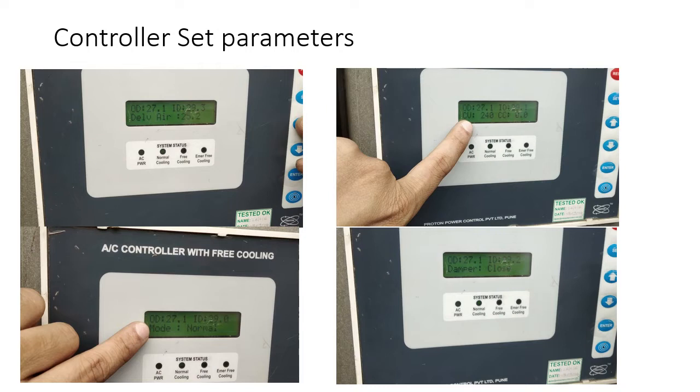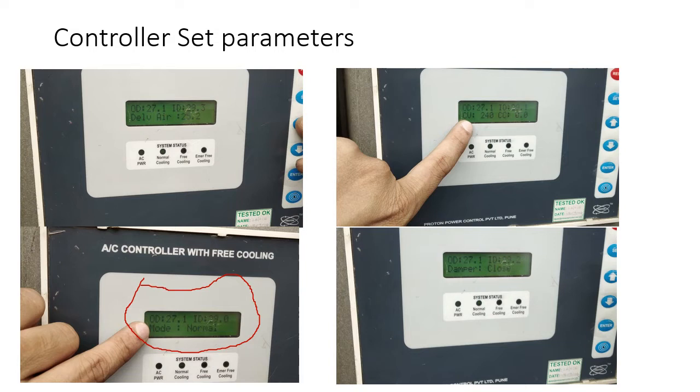At the bottom you can see the delivery air temperature. That is the supply air temperature, meaning the grill temperature from where we are getting the fresh air from the EFC machine, which is 25.2 degrees centigrade. If you look at this picture, you will see that the mode is normal.